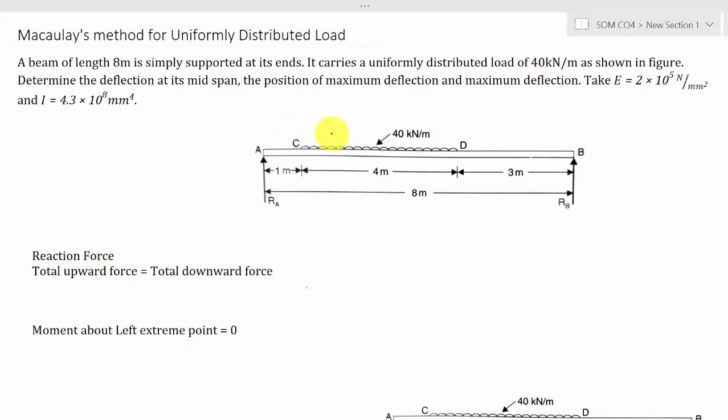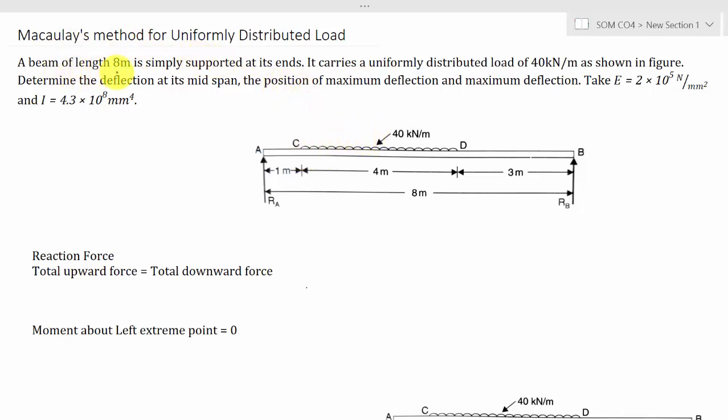In this lecture, I'm going to solve a problem on the calculation of deflection for a simply supported beam that is subjected to uniformly distributed load. Here I'm going to use the Macaulay's method to calculate the deflection.